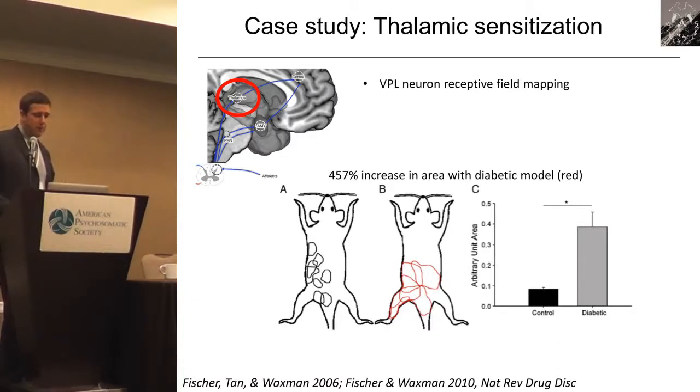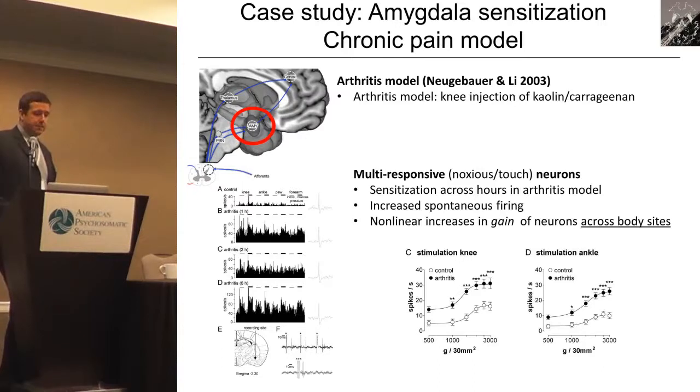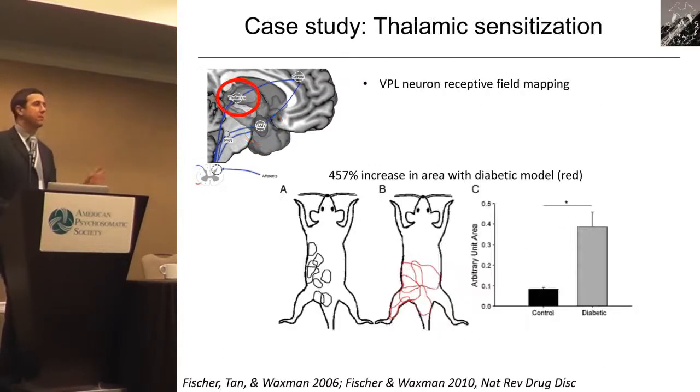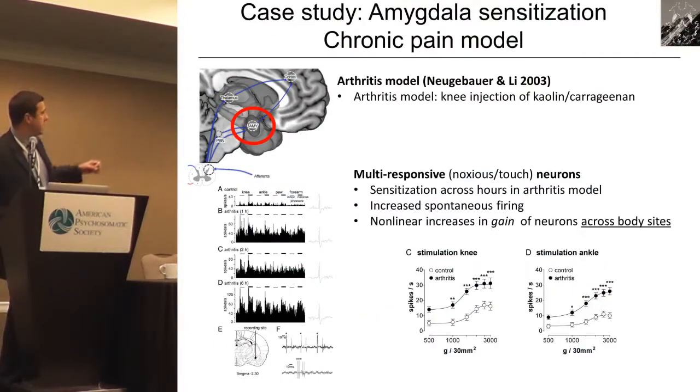So this is an arthritis model. There's a knee injection of essentially a pro-arthritic agent. There are neurons in the amygdala that are usually, some of them are nociceptive specific, some are not. We're looking here at these multi-responsive neurons that respond to painful events and to touch events. They're sensitized across hours in the arthritis model, and so you can see that here on the left. The top is what happens immediately, and then there are increases across time. So you can just see that they start to really sensitize.